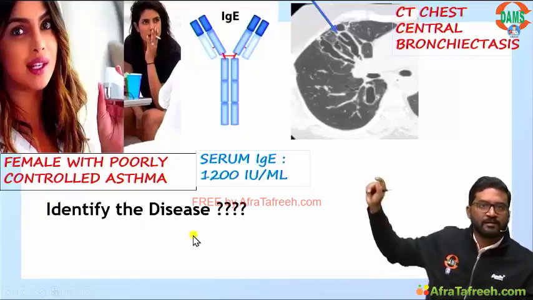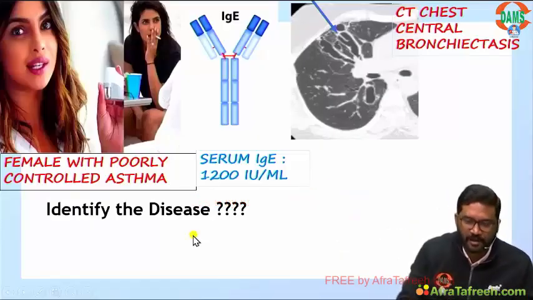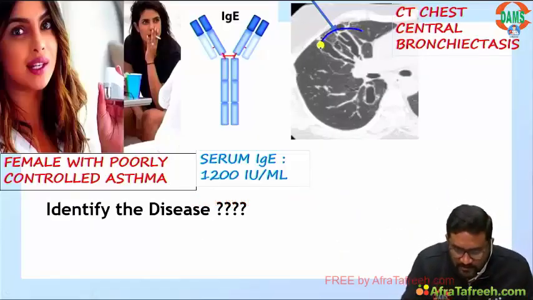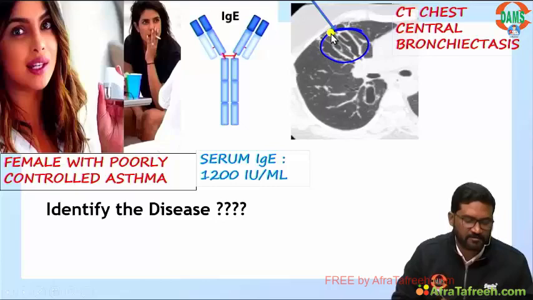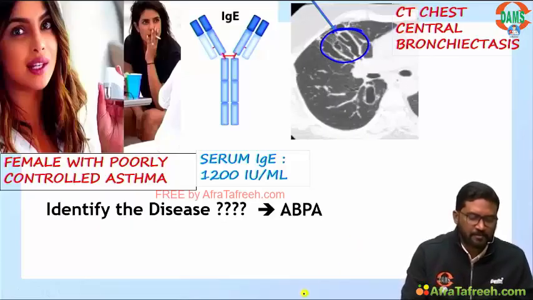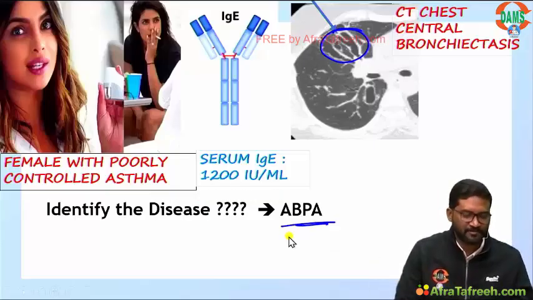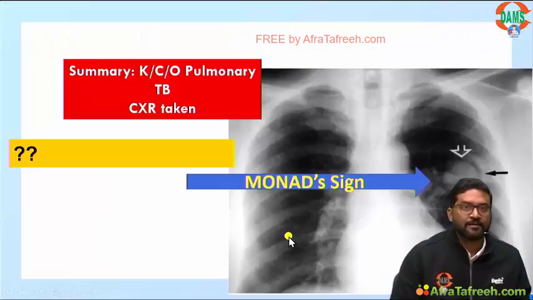Okay, leave it. So you are having high serum IgE, more than 1000, poorly controlled asthma. And on the CT scan you can see central bronchiectasis. Okay. So this is ABPA, allergic bronchopulmonary aspergillosis.